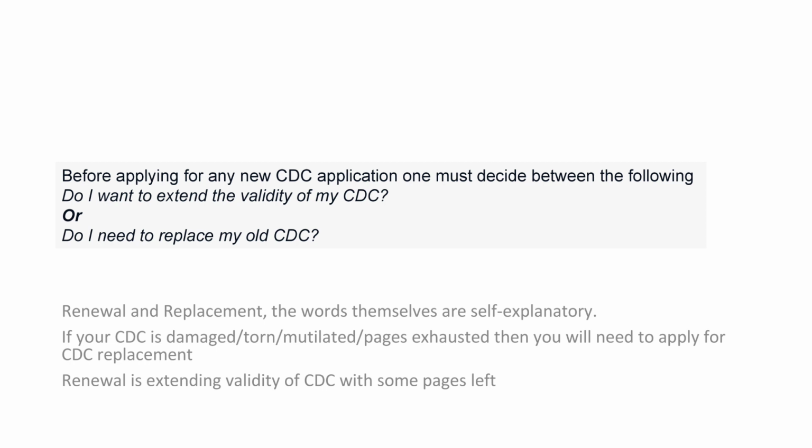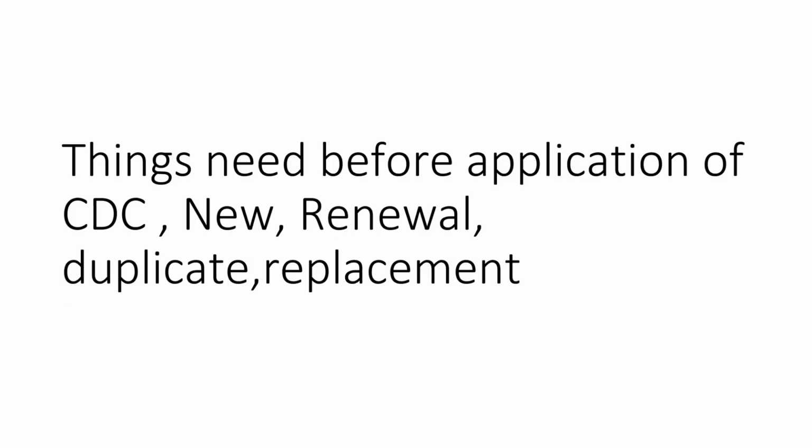So, renewal and replacement, the words are self-explanatory. If your CDC is damaged, torn, mutilated, or pages exhausted, then you need to apply for CDC replacement. It means you need to get a new book. You cannot use the old one. The book is damaged, it is torn, the pages are exhausted. You need a new book, which means replacement. Now in case some pages are left in your CDC, you just need to increase the validity. You require renewal. You will get a sticker which you need to stick on it to increase the validity.